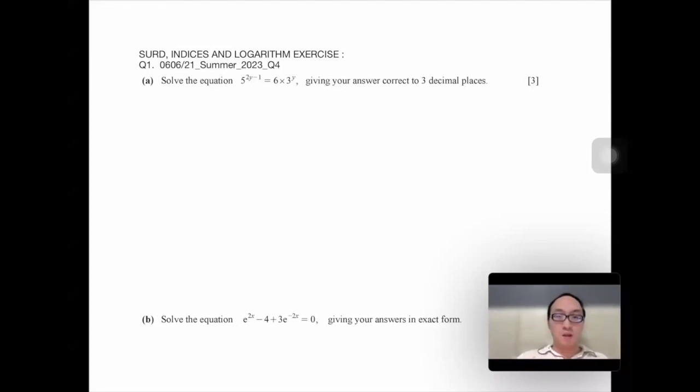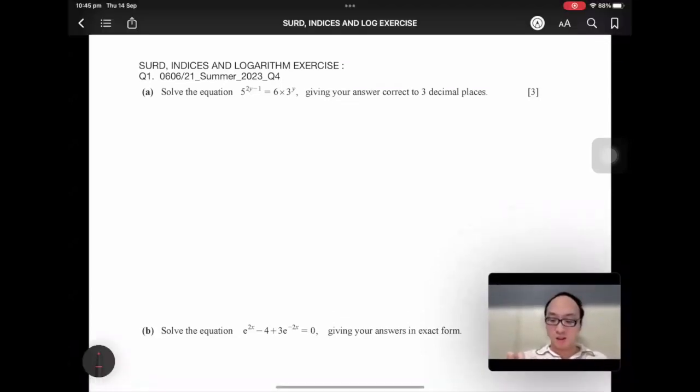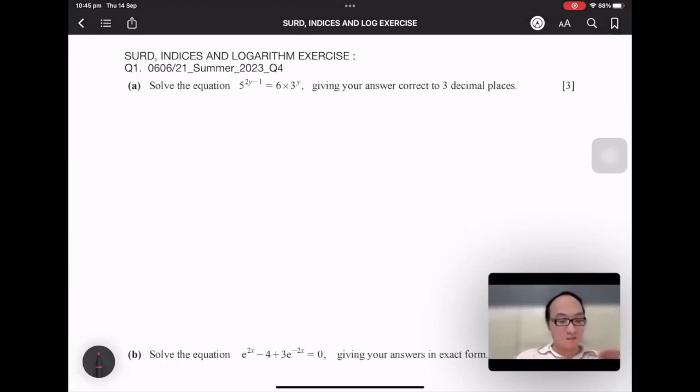Number 1, solve the equation 5^(2y) minus 1 equals 6 times 3^y, giving your answer correct to 3 decimal places. So first, we have to collect all the y's on the left side. So we can change 5^(2y) minus 1, divided by 3^y, will be equal to 6.